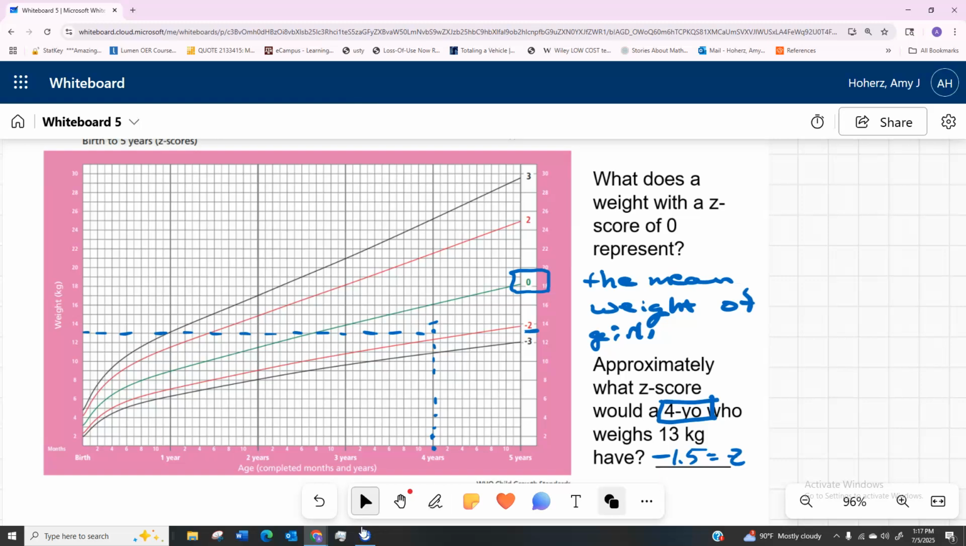And we can't get an exact value off of the chart. All we can do is approximate from the chart. But that gives us a general idea. You know, we could do that for different values.